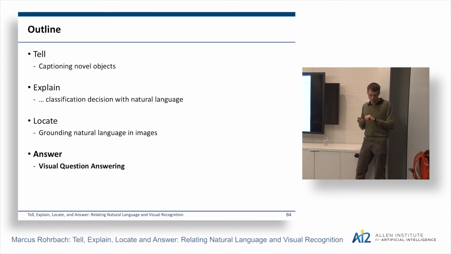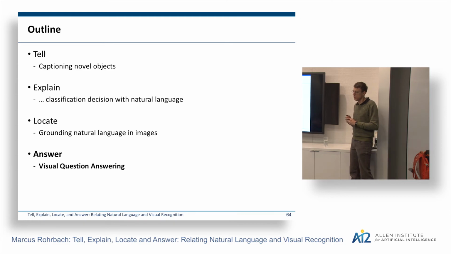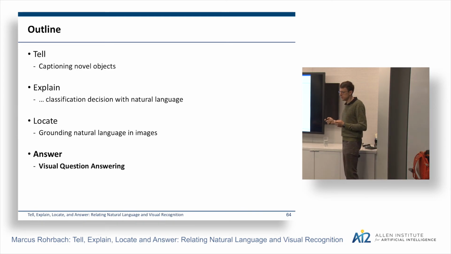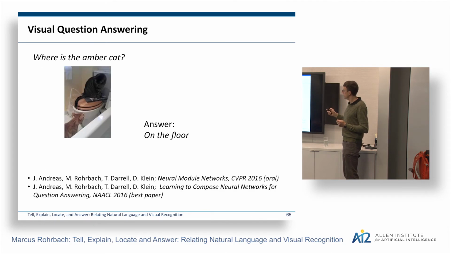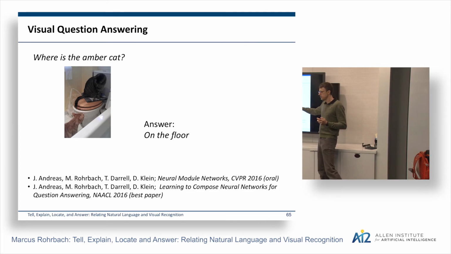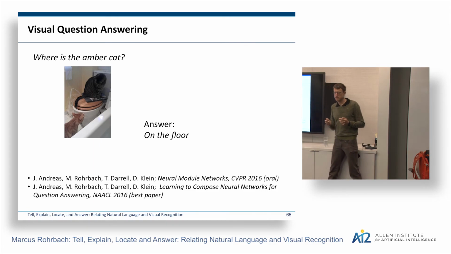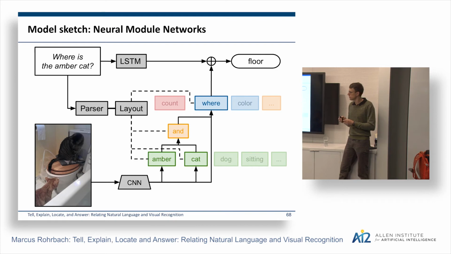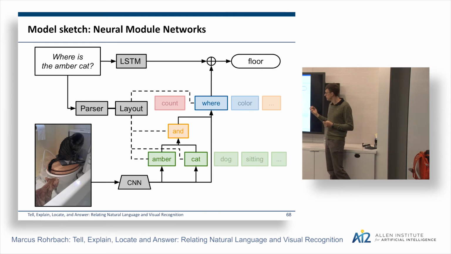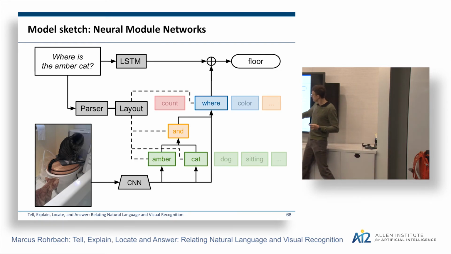So maybe like the last 2 minutes on visual question answering. And the main idea here is this task is to understand the question and predict the answer. And the main idea is that we want to be modular here. And we take the image, take a CNN, and predict basically features all over the image.